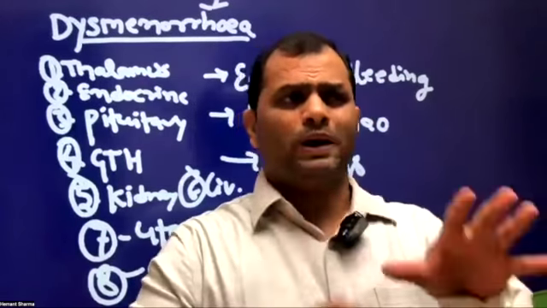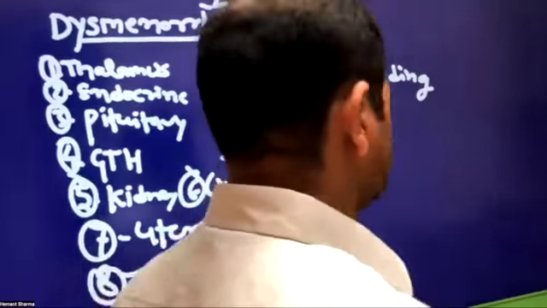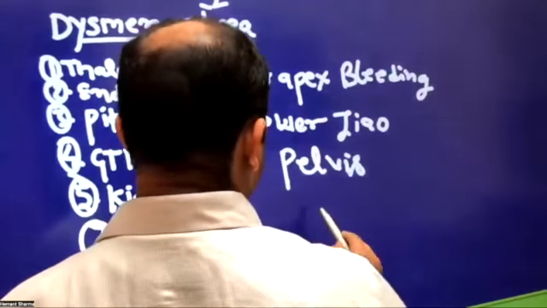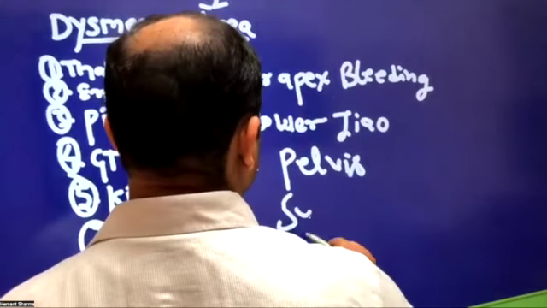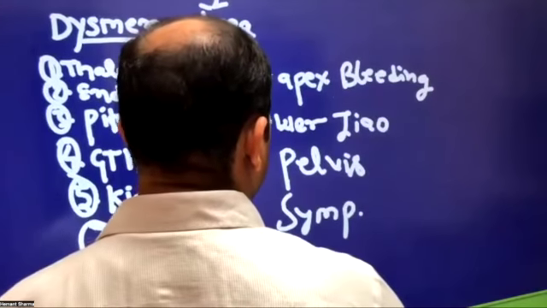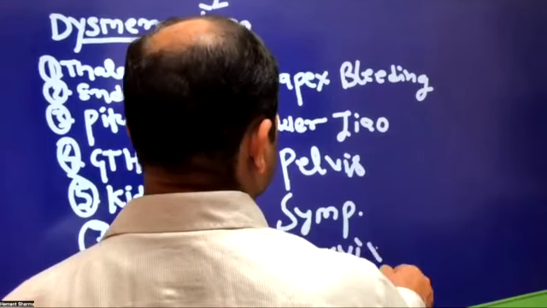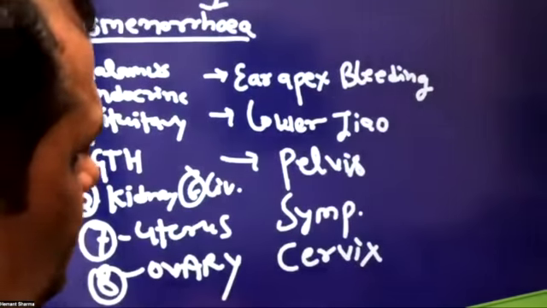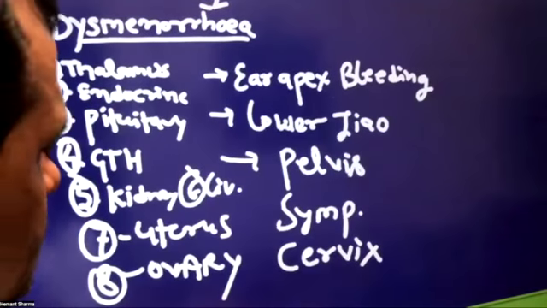So we have to balance the sympathetic and the parasympathetic nervous system. So for that, we are going to use the point that is sympathetic. And finally, we will use one more local point, that is cervix. Cervix. So let's see here.